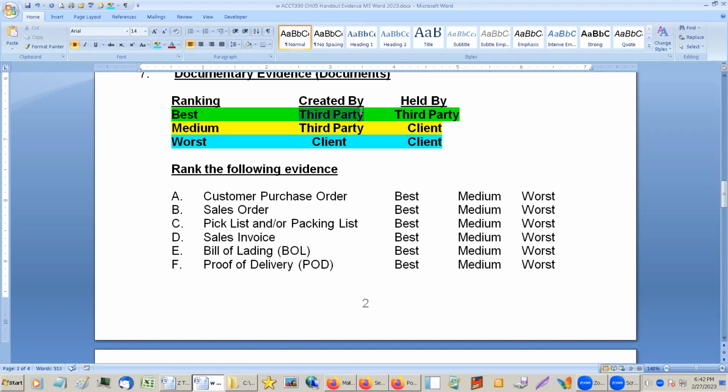So a third party would be something like a bank. Let's say that you had a bank send out a bank statement. Now they might send it to the client. That would be medium evidence. If the bank sent the bank statement directly to the auditors, it would be the best evidence. The client never got a hold of it.